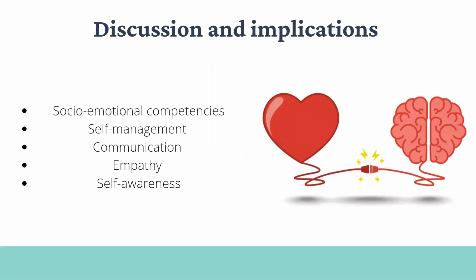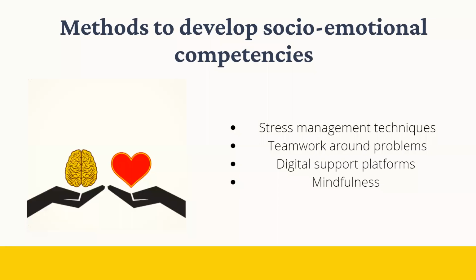Finally, discussion and implications. Social emotional skills influence how well people adjust to the environment. Many students had problems managing this COVID-19 situation because of the lack of these necessary skills. Some of the skills that we need to have are social emotional competency, management, communication, empathy, and self-awareness. Some of the methods that we can use to develop these social emotional competencies are stress management techniques, teamwork around the problems to talk about them, digital support platforms, and mindfulness.